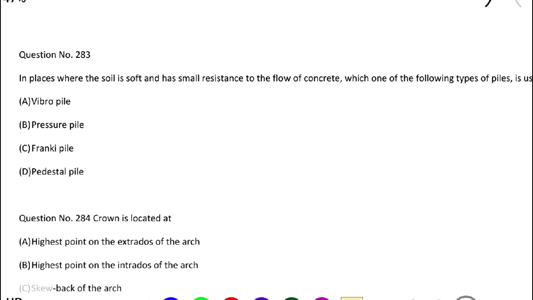Next question, in place where the soil is soft and has small resistance to flow the concrete, which one of the following types of piles is used? Option A vibro piles, option B pressure pile, option C Franke pile, option D pedestal pile. So the correct answer is option A vibro pile.